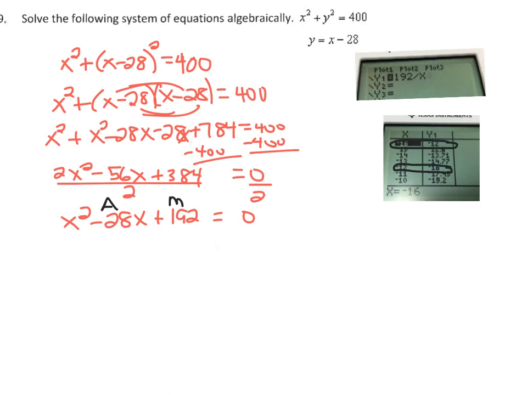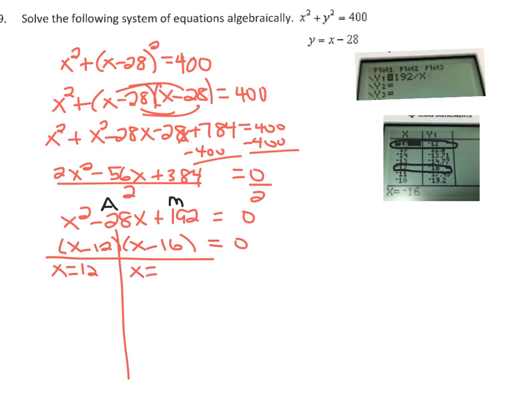So what we're going to do is, when we factor this, this is going to be x minus 12 times x minus 16. And then we'll just make a t-chart and solve. So we get x equals 12 and x equals 16.